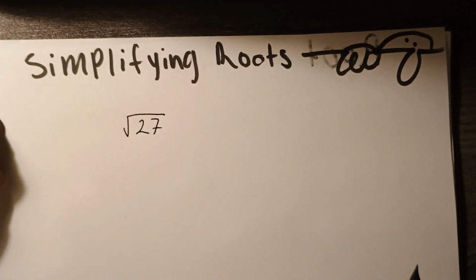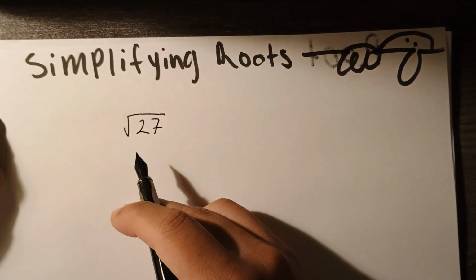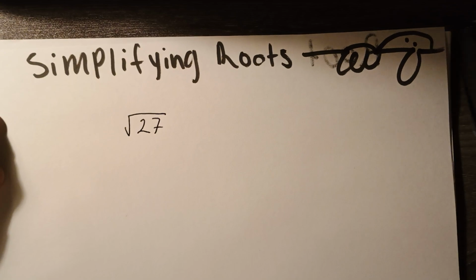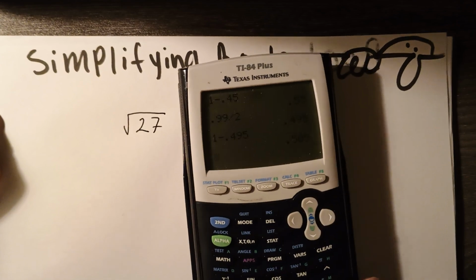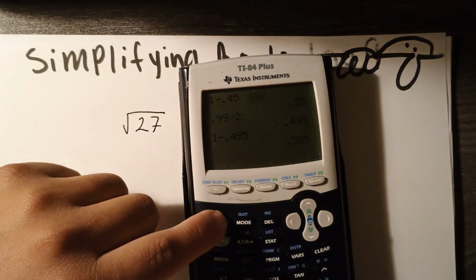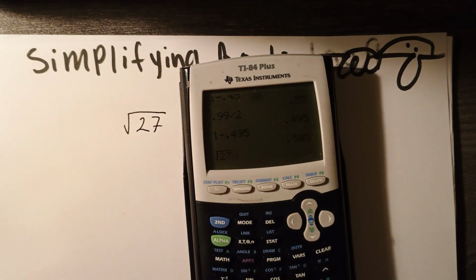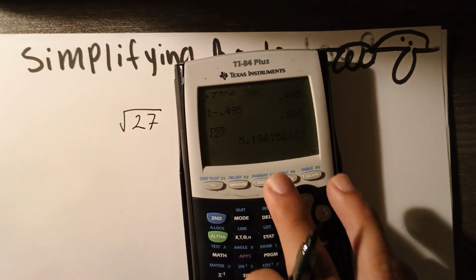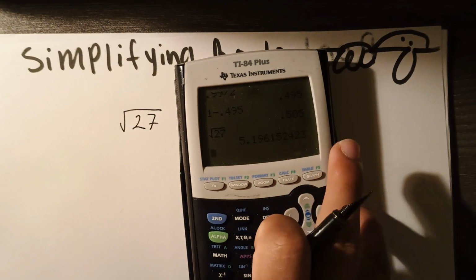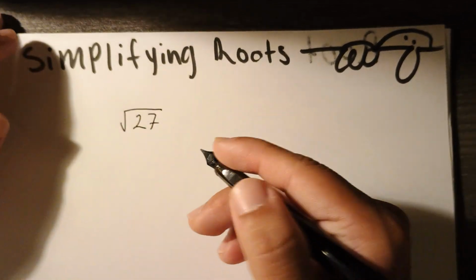So the square root of 27 is going to be some number that you don't know, unless you have a calculator or you do it by hand. On this calculator, it's saying that it's 5.1961, blah, blah, blah, whatever. You're not going to know that, right?